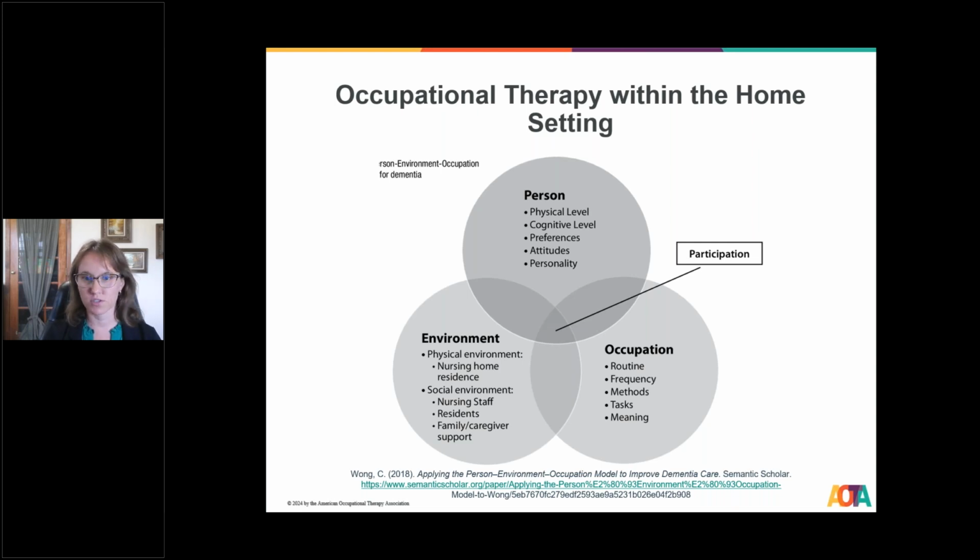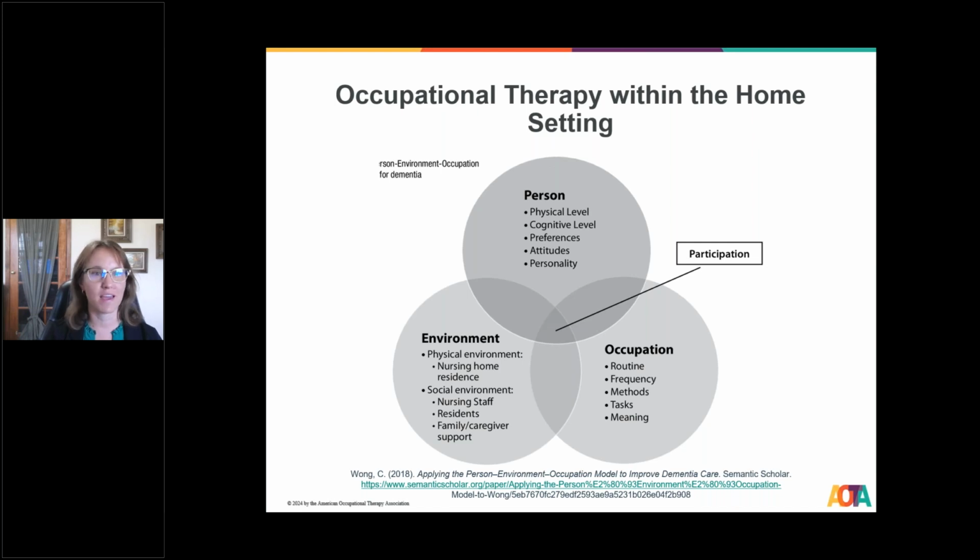This one is called the person, environment, occupation model. I use it because it is one that I use with probably 90% of my patients, because [unclear] than in the patient's home, and this is the only setting where occupational therapy can see patients in the home. Where those three areas converge is their participation or their occupational performance. This might also be stated as the patient's stated goal.